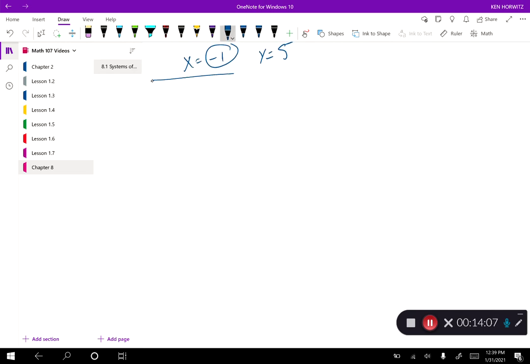Now it's just a matter of practice. Those are the two ideal methods for this class that you're using. There's a third method called graphing, which is an ideal method if you have a graphing calculator, but for our purposes, we don't. So we're going to focus on substitution and elimination.